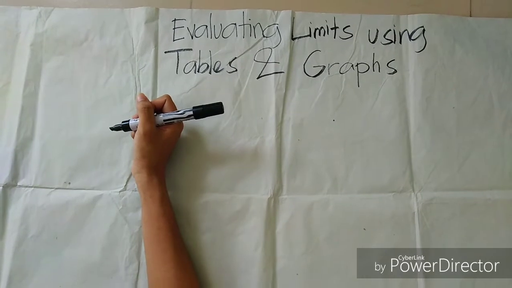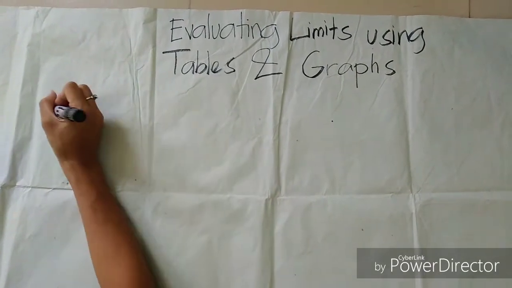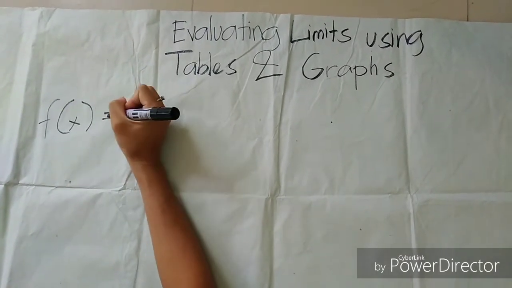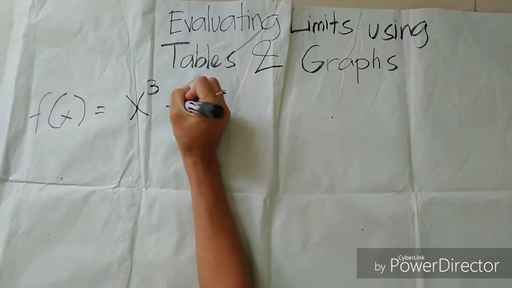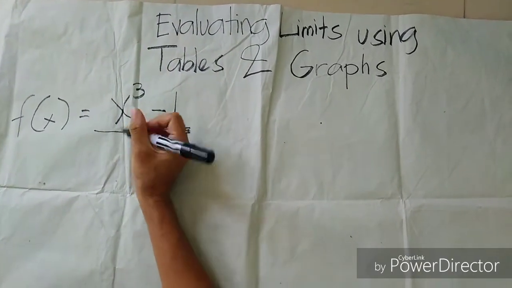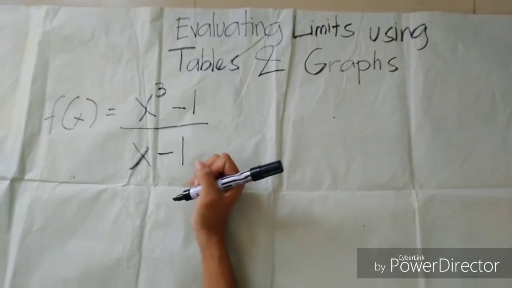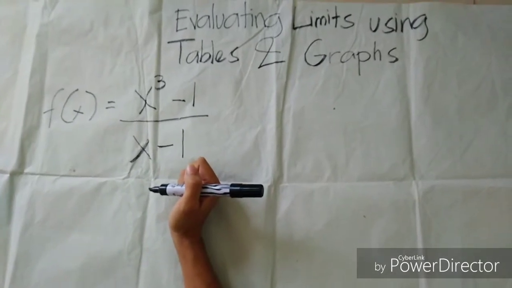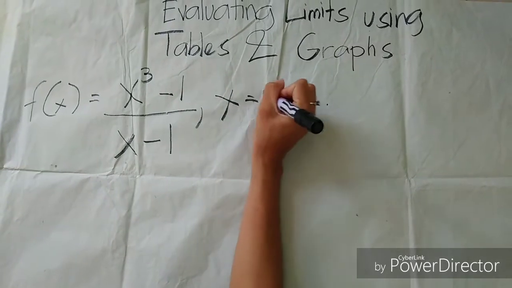So let's say we have this rational function. We have f of x is equal to x cubed minus 1 over x minus 1. And we're going to take a look at what is going on around x equals 1.